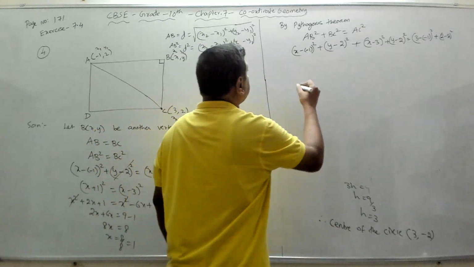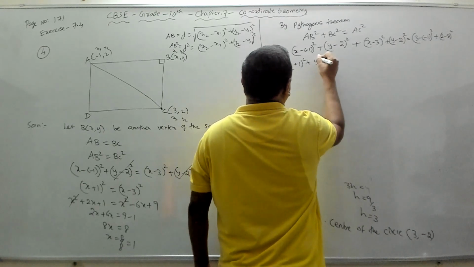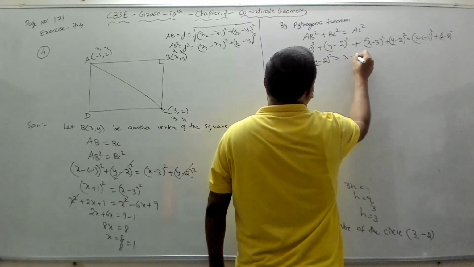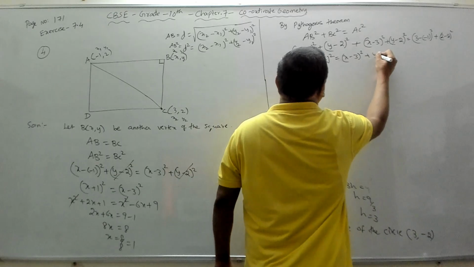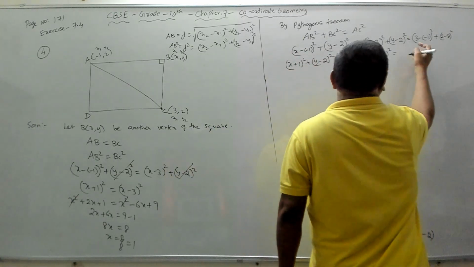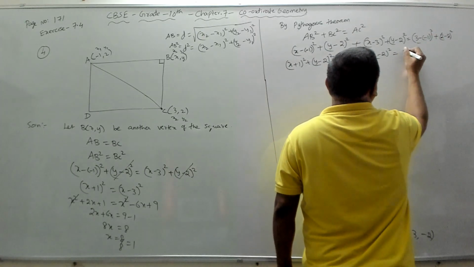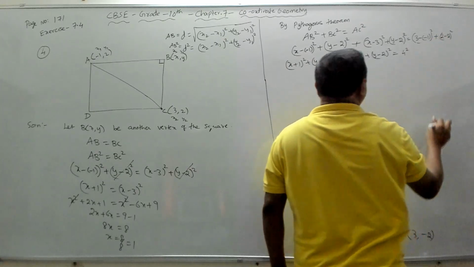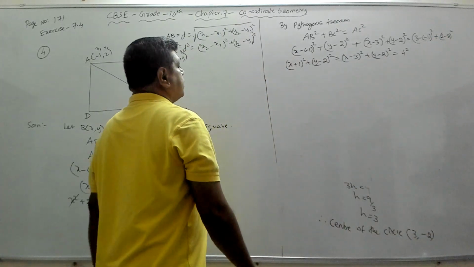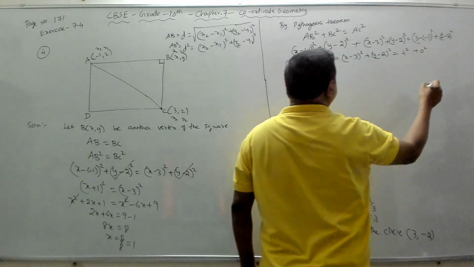Fine. So now if you simplify, this becomes (x plus 1) the whole square plus (y minus 2) the whole square, equal to (x minus 3) the whole square plus (y minus 2) the whole square, equal to, now 3 plus 1 is 4, so this becomes 4 square. 2 minus 2 is 0, so this is 0 square, and 0 square is 0, so we'll put plus 0 square.